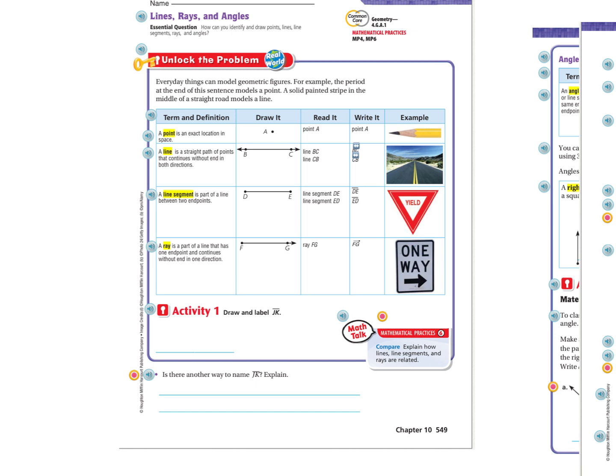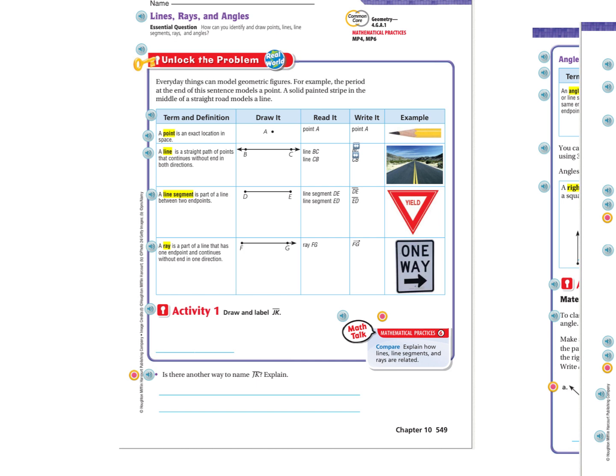A ray is a part of a line that has one endpoint. Let's everybody say that. It has one endpoint and continues without end in one direction. So let's look at our picture of draw it. Where is the endpoint? Which letter? F. Oh, yeah. F has the endpoint and G has the ray. Okay, so you would read it ray FG. Now can you say ray GF? No, because the ray starts with the endpoint and goes out to the line.